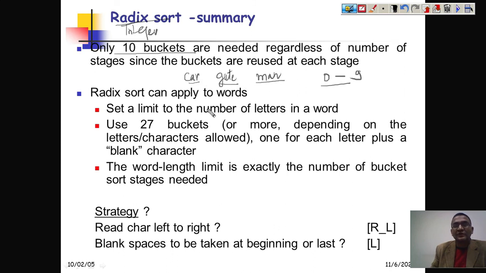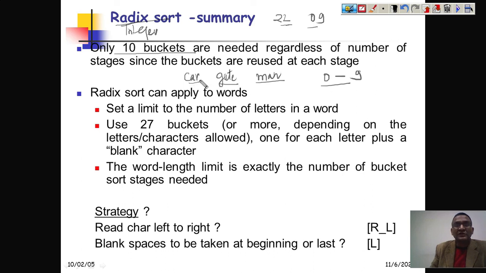So you need to specify a blank character to make them all equal. For example, when I say 22 and 9, to make them of equal size, you may represent this as 09 and 22, and the meaning will not be lost, but now they are all of the same size. Similarly, when I say car, gate and man, we have the 3 words. They are of different sizes.